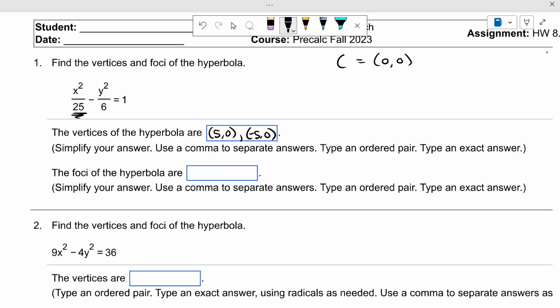The foci: c squared equals a squared plus b squared. Because a is the square root of 25, b is the square root of 6, so a squared plus b squared, c squared equals 31. C equals plus or minus the square root of 31. So it's square root of 31, 0, and negative square root of 31, 0. Foci are C. The vertices are A.